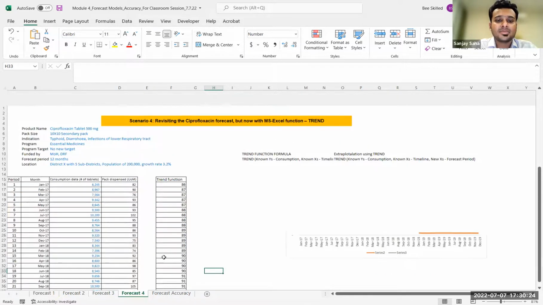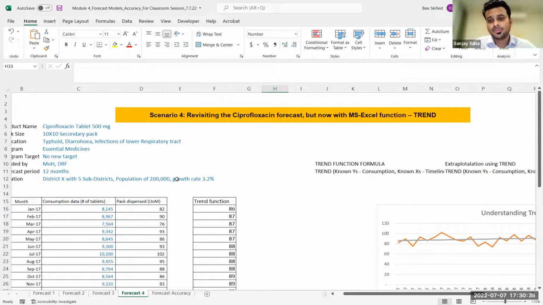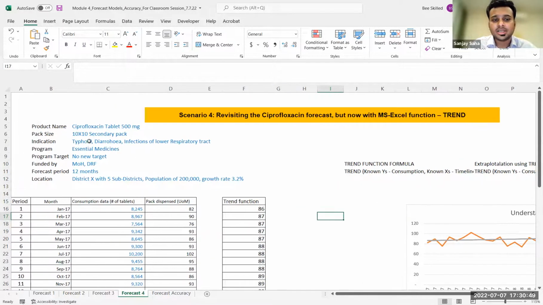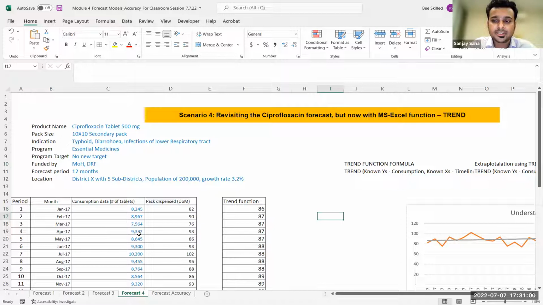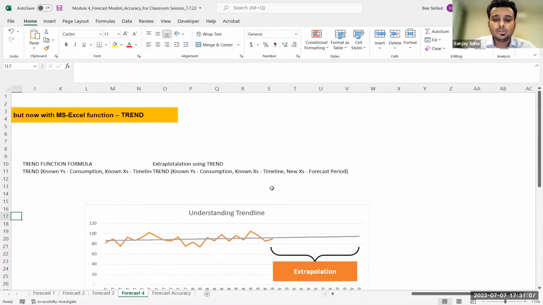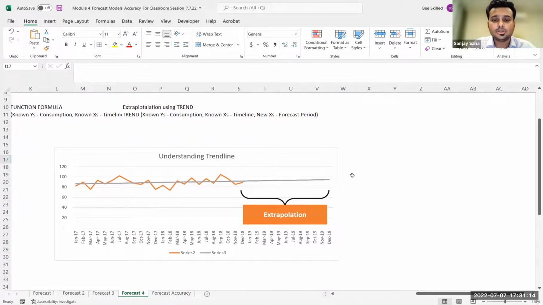Now, finally, I will go back to the slides at the very end. So finally, scenario 4 is using something called the trend function of Microsoft Excel. You may have heard of it, you may not have, but as you know, in Excel there are many formulas and functions that you can use. So we have the same scenario which we used in scenario 1 of ciprofloxacin, same data set, 24 months. But this time, instead of using average monthly consumption, we will use the trend function. Before I tell you the calculations of a trend function, let me explain the concept to you.